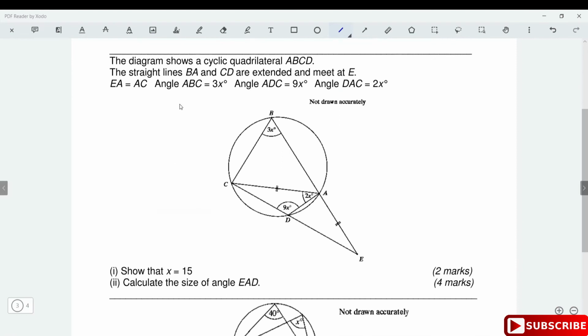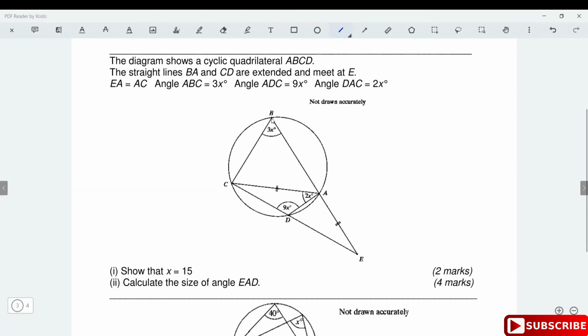Now this one says the diagram shows a cyclic quad ABCD. The straight lines BA and CD are extended and meet at E. EA is equal to AC. Angle ABC is 3x degrees. Angle ADC is 9x. Angle DAC is 2x. Everything depends on the diagram. Show that x equals 15. All right, let's see how we can do this.